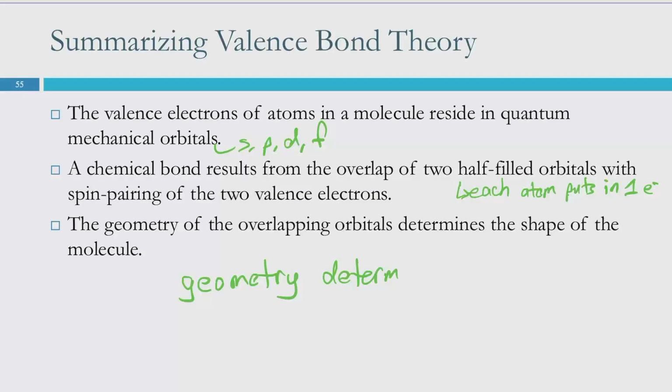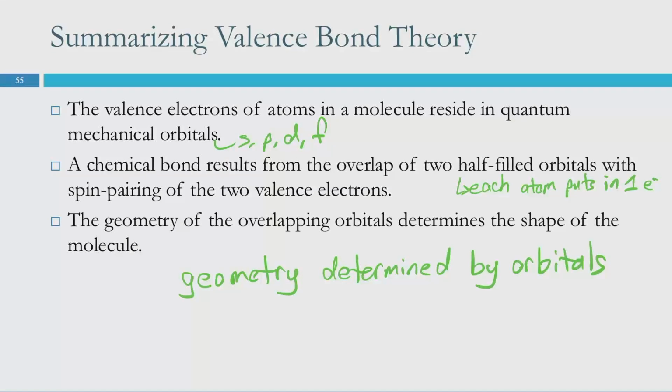Determined by orbitals. So depending on which orbitals are involved, that changes the shape. In a lot of cases, it's very similar to our valence shell electron pair repulsion theory, the shapes that we were talking about earlier and last lecture.